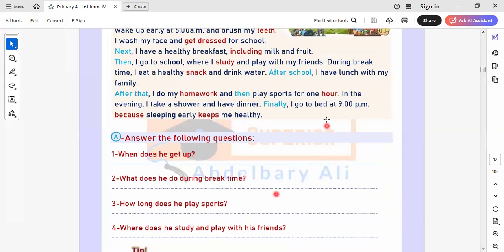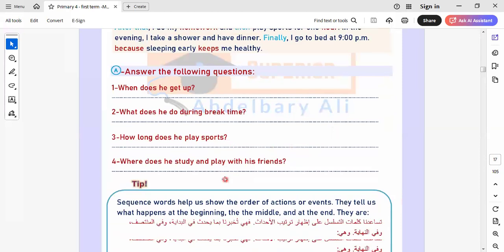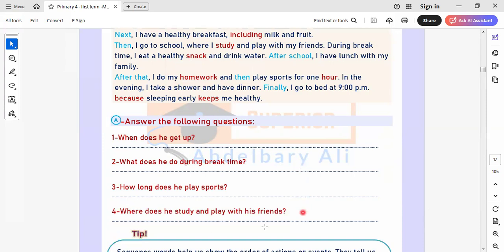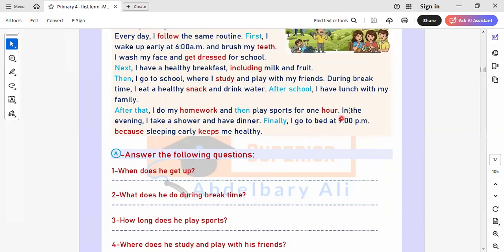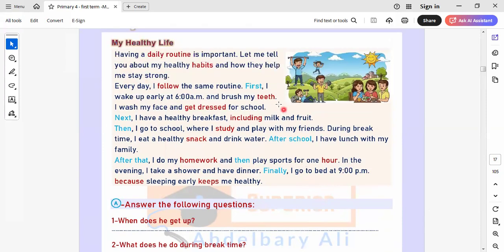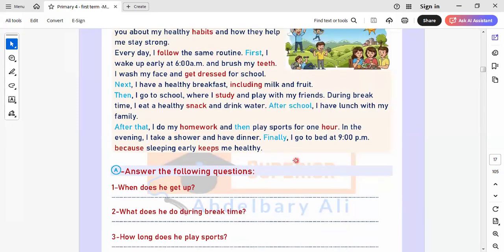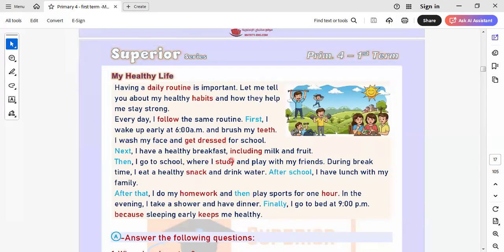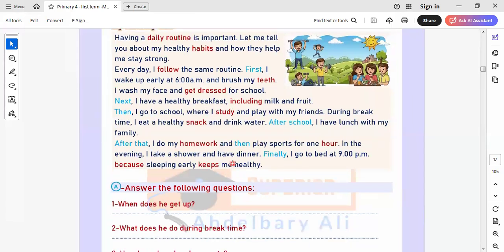How long does he play sports? He plays sports for what? For 1 hour. Where does he study and play with his friends? Where? So here I ask about the place that he studies and plays with his friends. As we know, here in what? At school. So he studies and plays with his friends at what? At school. Okay, so the answer is at school.